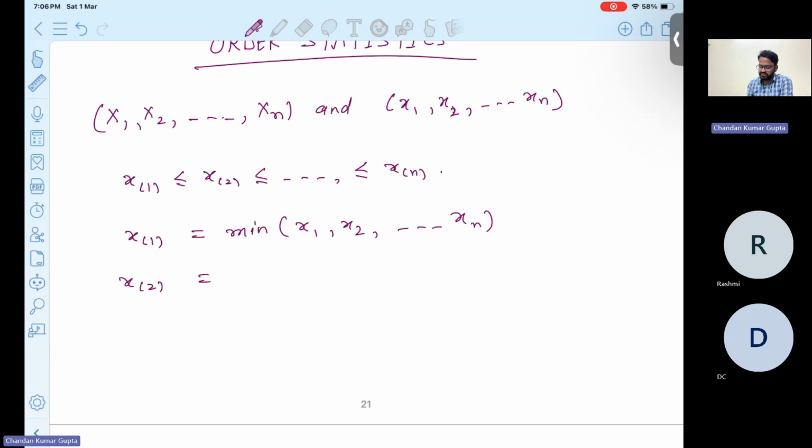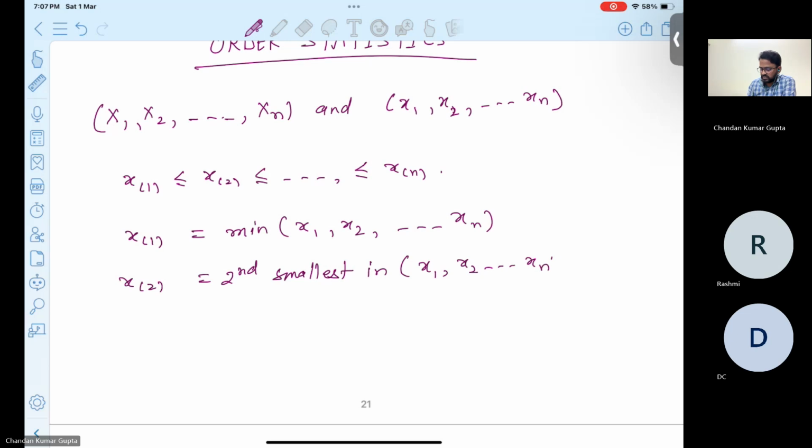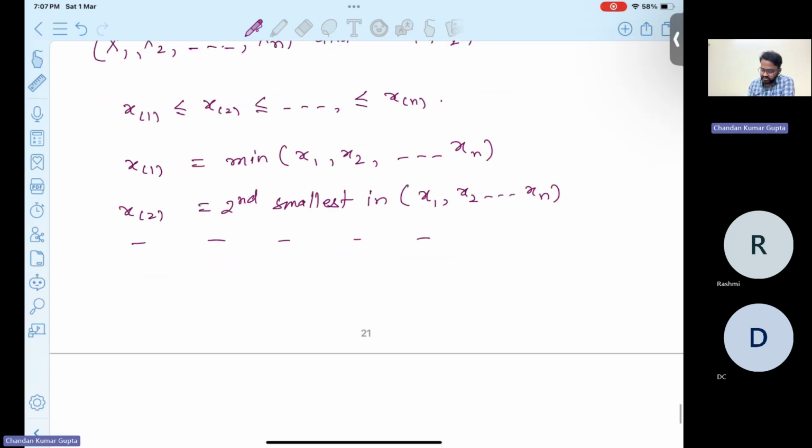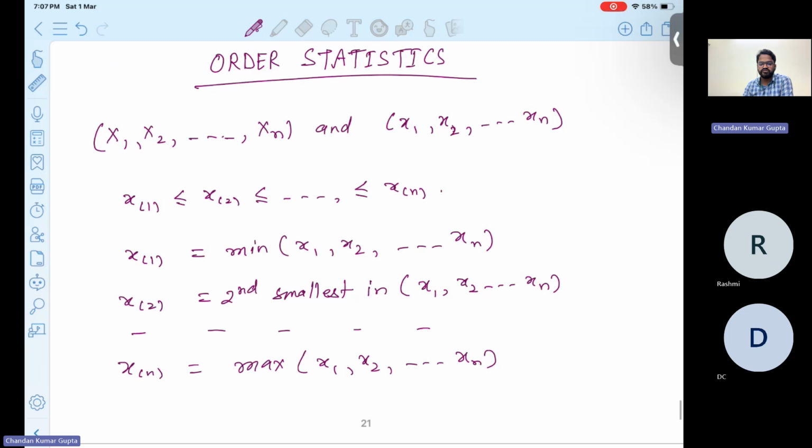So x(2) is the second smallest value in x1, x2, up to xn. And in a similar manner, if we write x(n), then that is the maximum of x1, x2 up to xn. This maximum or minimum is defined via the magnitude or the value of the random samples x1, x2 up to xn. So this is called order statistics. We have different samples and we order them by their magnitude, so it is order statistics.